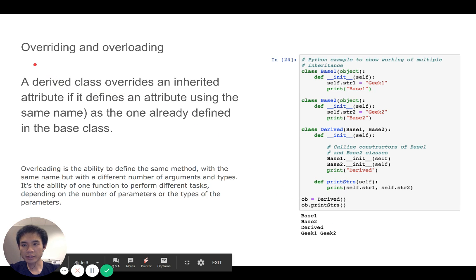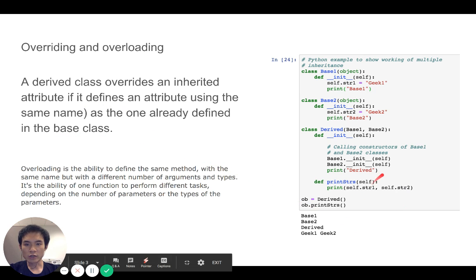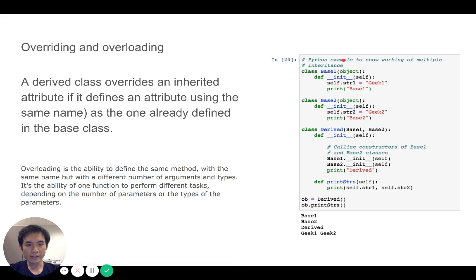Another concept is overriding and overloading. A derived class overrides an inherited attribute if it defines an attribute using the same name as the one already defined in the base class. So this is an example of overriding, because here in the derived class we override the init method of the base classes.